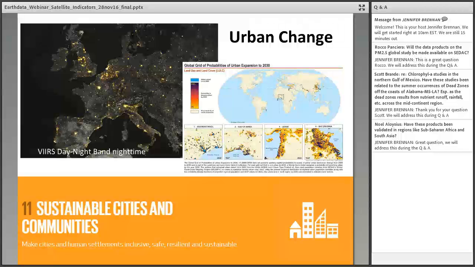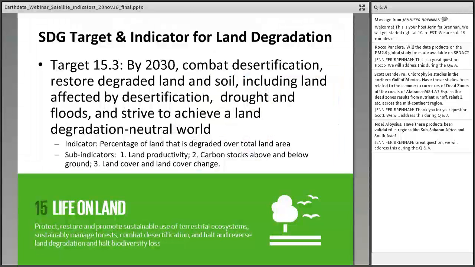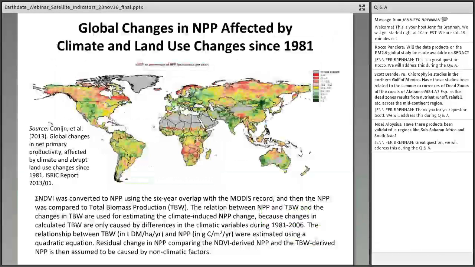Urban change, for Goal 11, is looking at how urban areas are changing, and so nighttime lights from VIIRS could be very useful for that. And for land degradation, there's a great deal of interest in the use of satellite data to measure the percentage of land that is degraded over the total area, which is one of the approved indicators. This is non-trivial in terms of what it takes to do that with remote sensing.